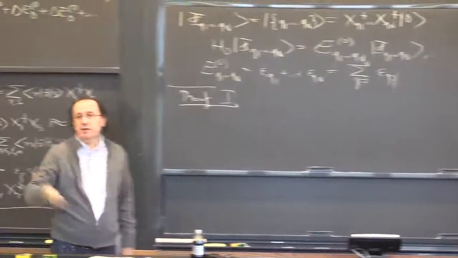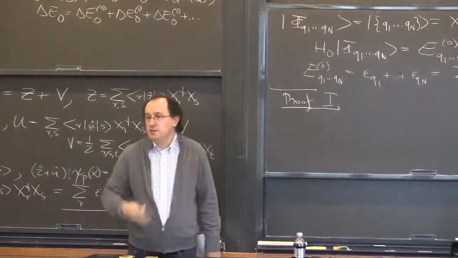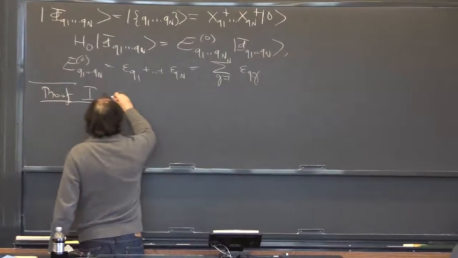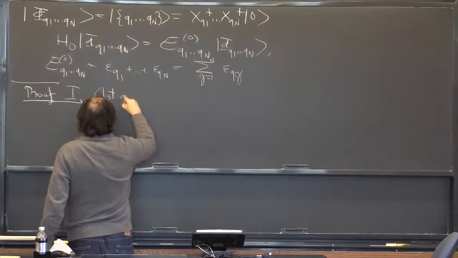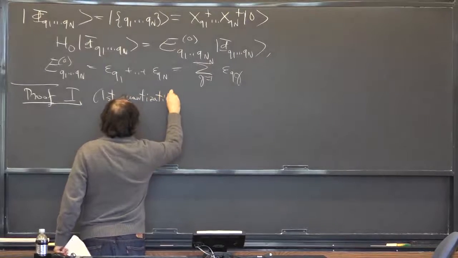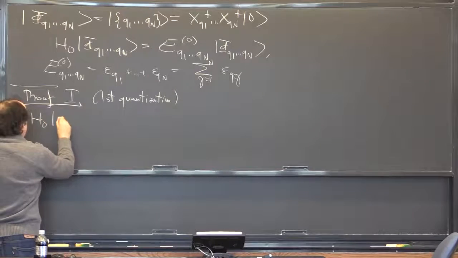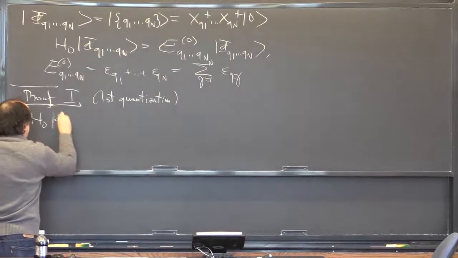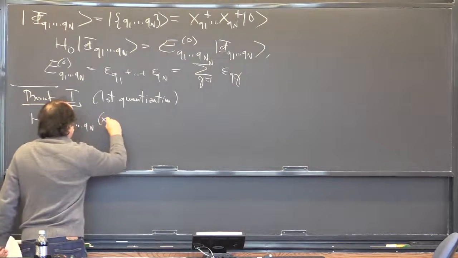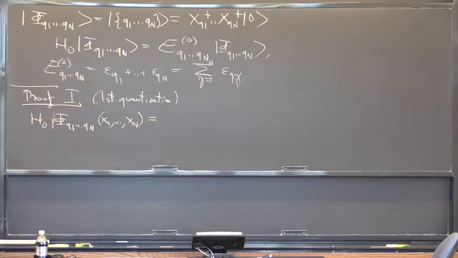Proof one will be based on a very elementary argument, which is based on the first quantization, a standard coordinate representation of all the objects, okay? So let's write it here, first quantization. So how does the proof go then? You start with H0, you want to apply it on a determinant. Okay, well, in first quantization, determinant is a function of all coordinates of fermions that we have in a system.